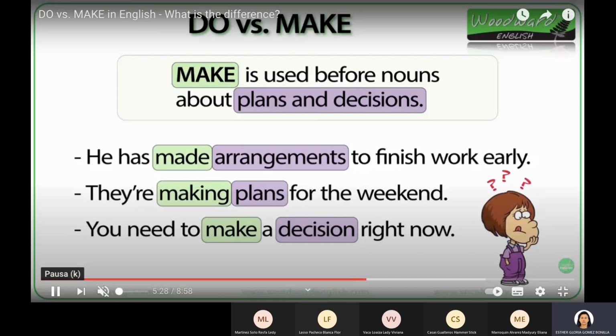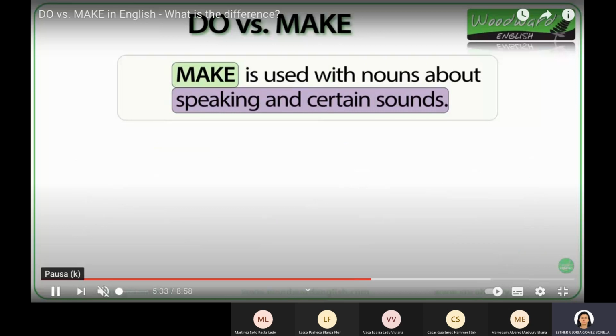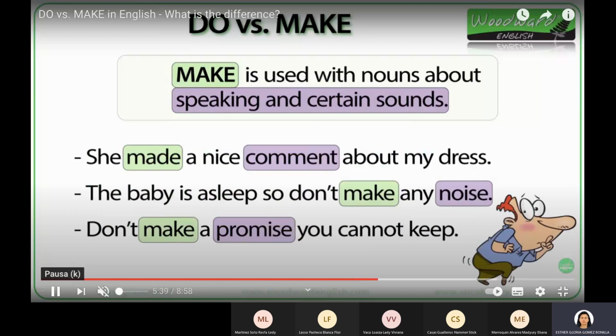Make, remember, for material things, for plans and decisions, make for reactions, and make is used with nouns about speaking and certain sounds. For example, she made a nice comment, or the baby is asleep, so don't make any noise. Refers to nouns, two sounds, ¿no? Or you make me laugh, para decir, me hiciste reír. You make me smile, me hiciste sonreír.